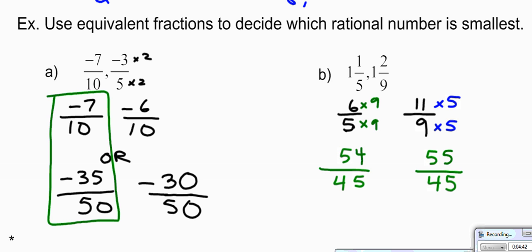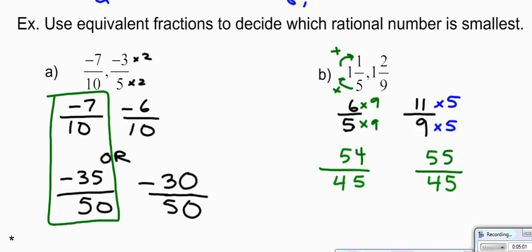If we're looking at the second example, I started off by taking your mixed numbers and turning them to improper fractions. So the way that we do that, 5 times 1 is 5. Add the part on top gives us our new numerator, so 6/5.